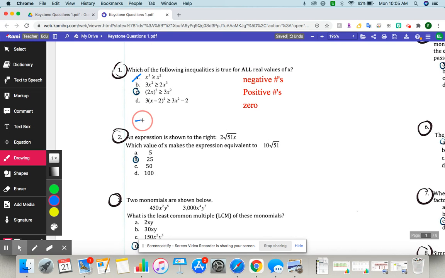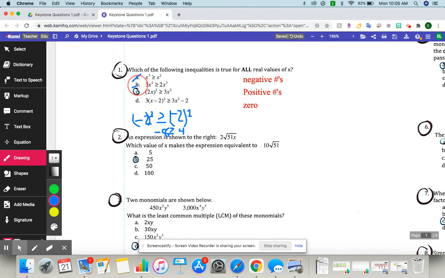Take, for example, negative 2 to the third power. Make sure to put that in parentheses. Stating that that's greater than negative 2 to the second power. Well, if we simplified this, then we would get negative 8 is greater than or equal to positive 4. Well, that's definitely not true. So in this case, A would not be an answer.